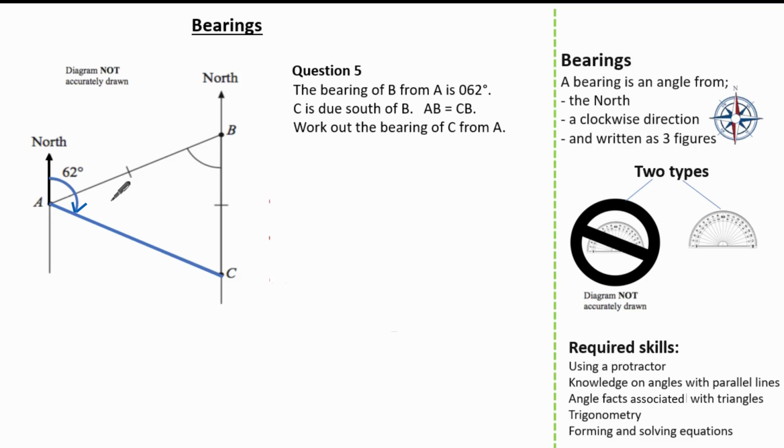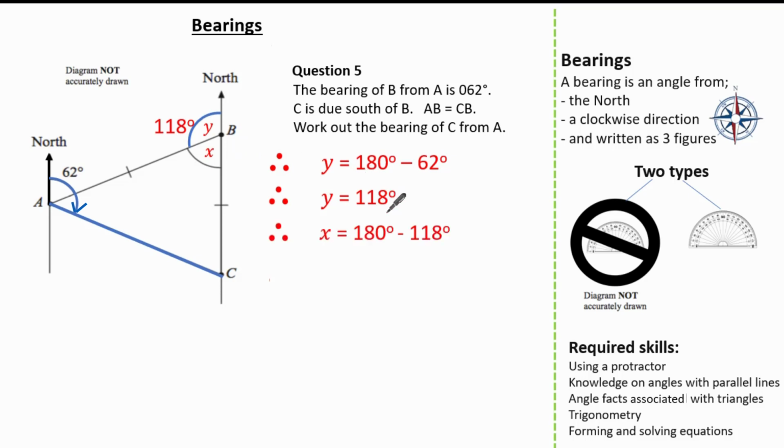Now, let's use our knowledge on co-interior angles. I'm going to call this angle Y. Given I know co-interior angles sum to 180 degrees, therefore Y is equal to 180 subtract our 62, which gives me 118 degrees. Now I know Y, I can work out this angle, which I'm going to call X. Well, I know X and Y sit on a straight line, so therefore, I know x is 180 subtract 118 to give me 62 degrees.